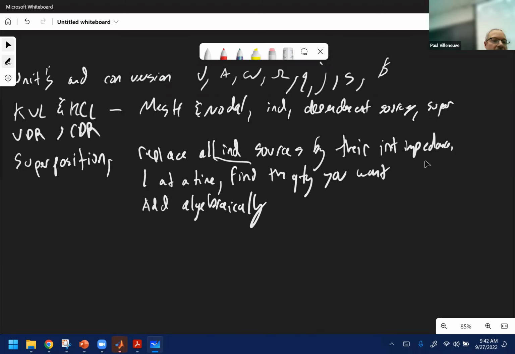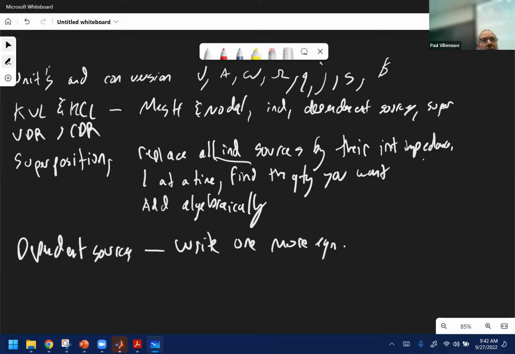And then dependent sources, the general rule is write one more equation. That's the hardest part about dependent sources, because you don't know what the value is. It's an unknown. So you have to introduce an additional equation to be able to solve for that driving element. If you write that equation as a function of something else you're trying to solve for, or other things you're trying to solve for, then it's just an additional equation.